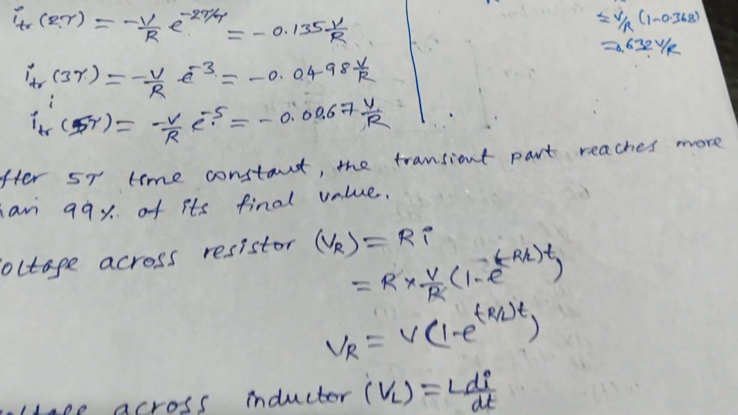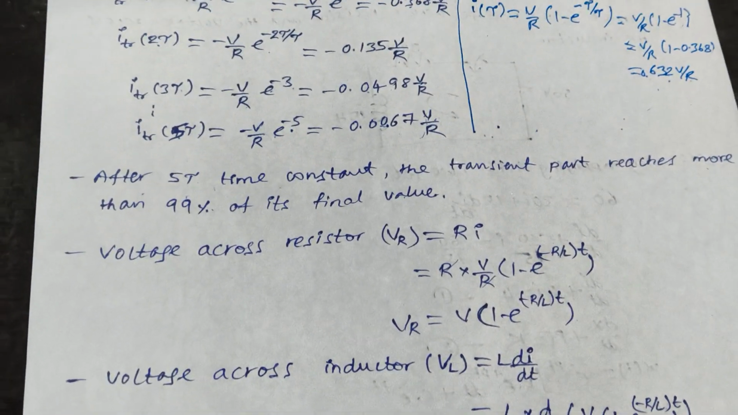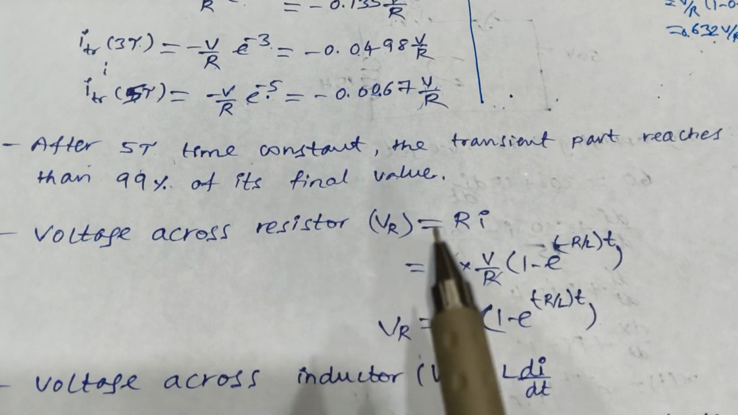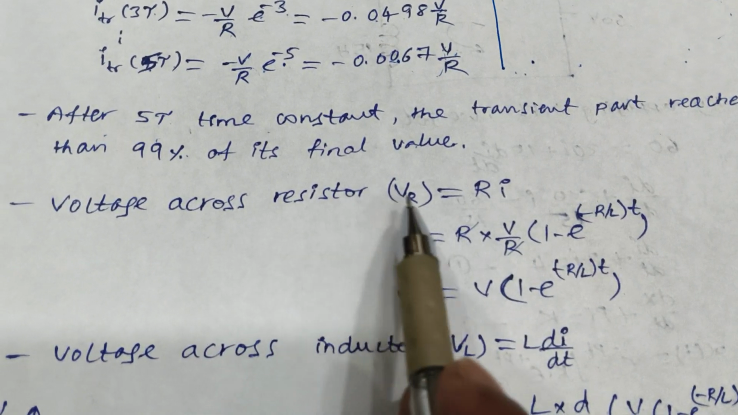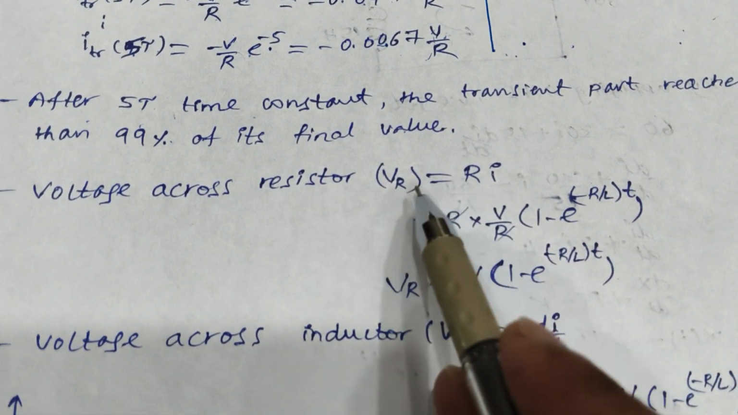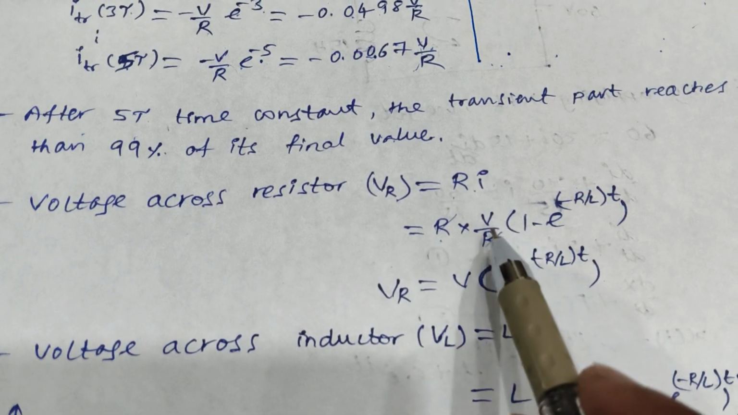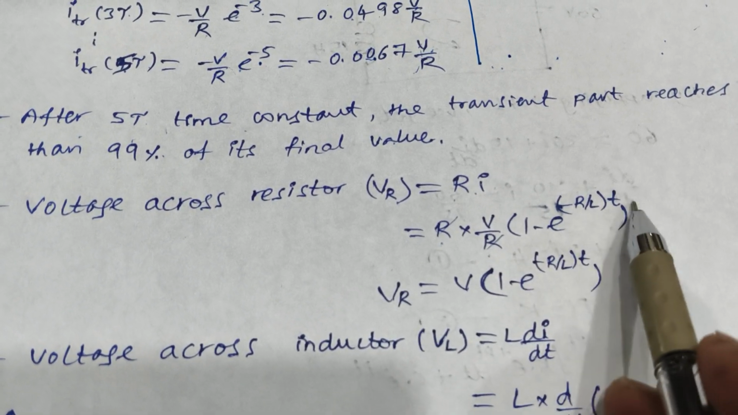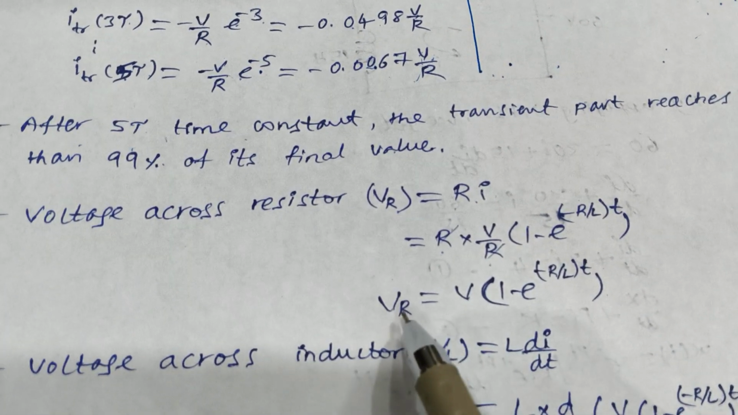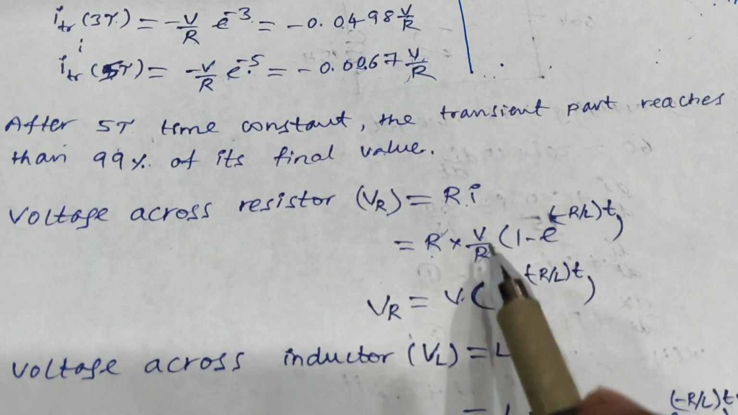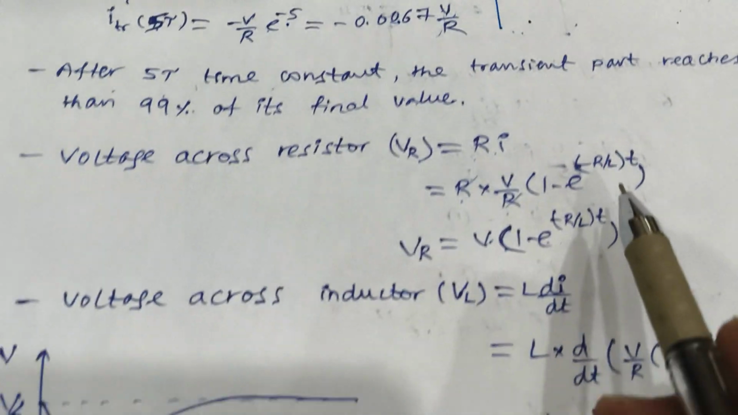Next, after we get that current response, we'll find the voltage across resistance. What is the voltage across resistance? VR is equal to R into I. Current is V by R into 1 minus e power minus R by L into T. R will get cancelled. VR is equal to V into 1 minus e power minus R by L into T.